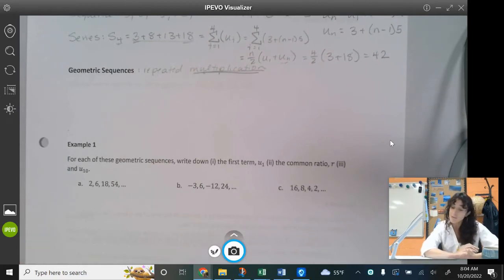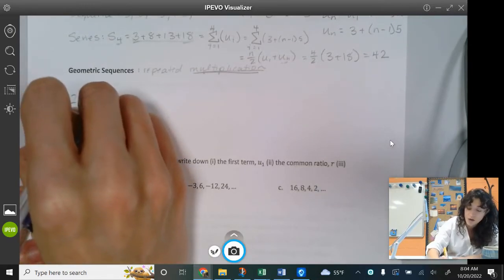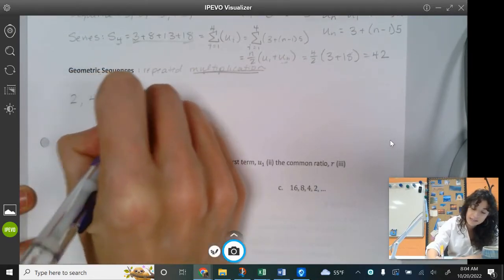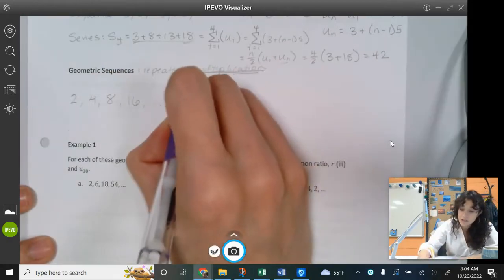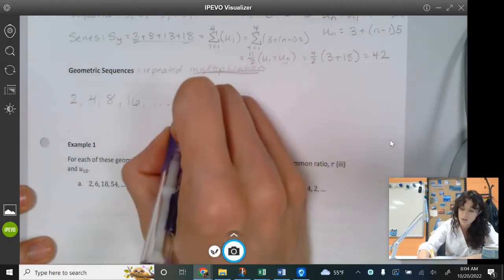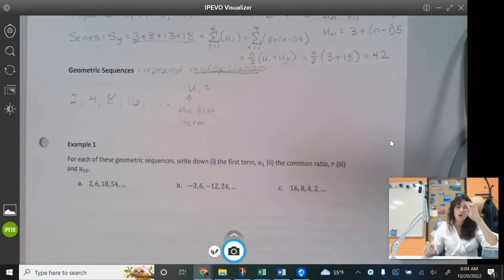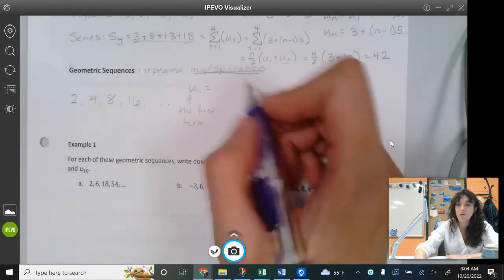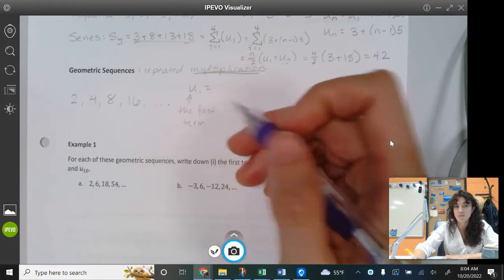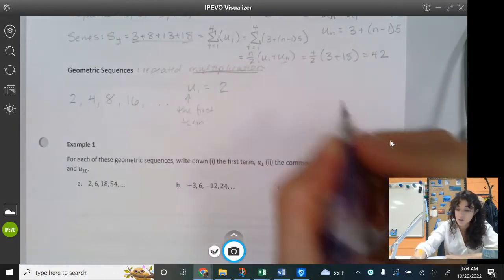Okay. So a geometric sequence is repeated multiplication. An example of a geometric sequence would be like 2, 4, 8, 16, and so on. We still have this notation, U sub 1. U sub 1 is the first term. We could also use U sub 0, but our formulas will change a little bit, just like with the arithmetic sequences and series. So I would discourage you from doing that right away, and wait till you get more comfortable with this before you start playing around with U sub 0. But it's our first term, and in this case, it's 2.